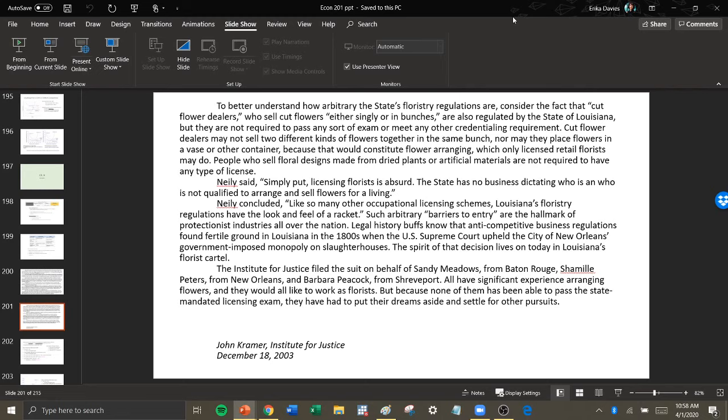The Institute for Justice filed the suit on behalf of Sandy Meadows from Baton Rouge, Shamil Peters from New Orleans, and Barbara Peacock from Shreveport. All have significant experience arranging flowers, and they would all like to work as florists. But because none of them has been able to pass the state-mandated licensing exam, they have had to put their dreams aside and settle for other pursuits.